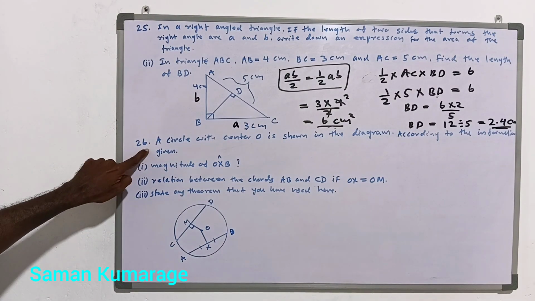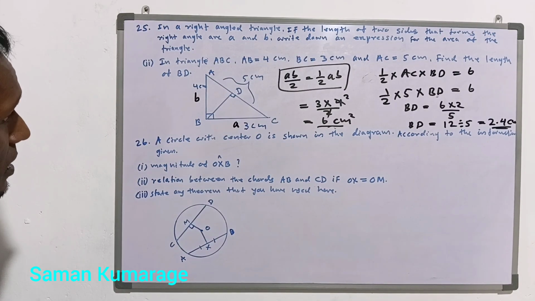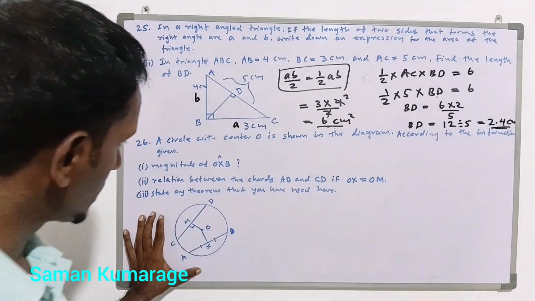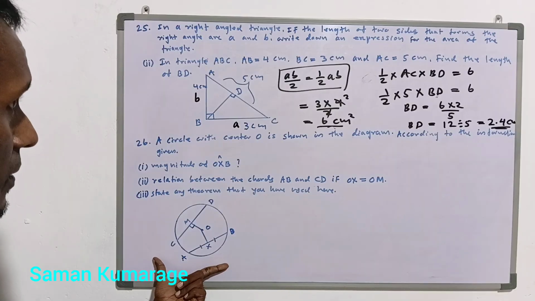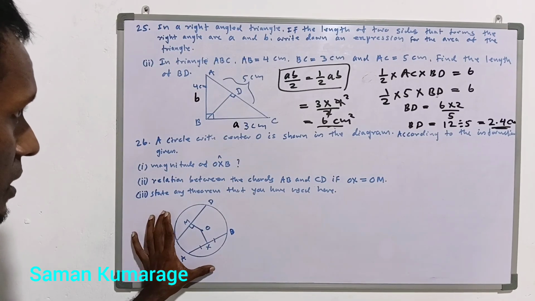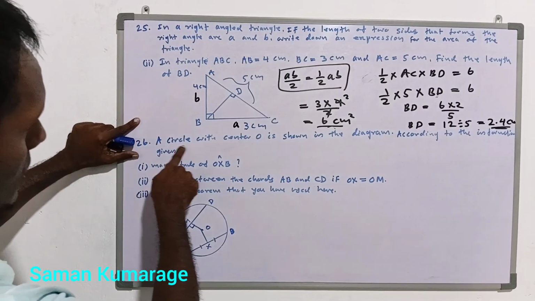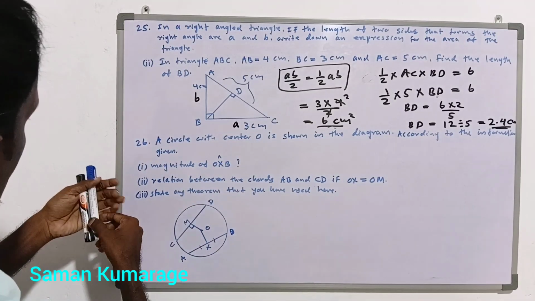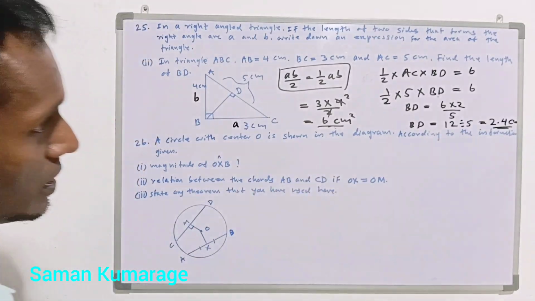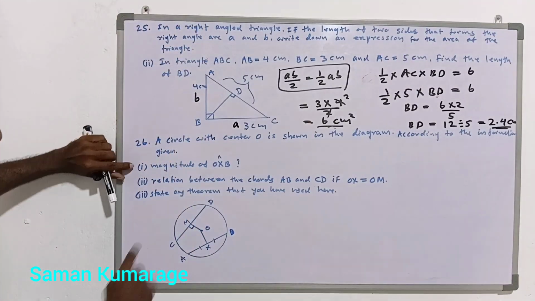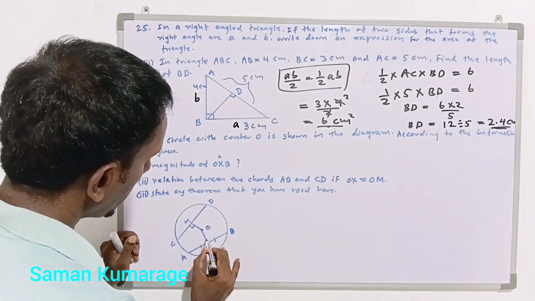Next, 26th question. If you carefully observe this question, to solve this question we have to use several theorems. Let's see what they are. A circle with center O is shown in the diagram. According to the information given, first we need to find the magnitude of OXB.